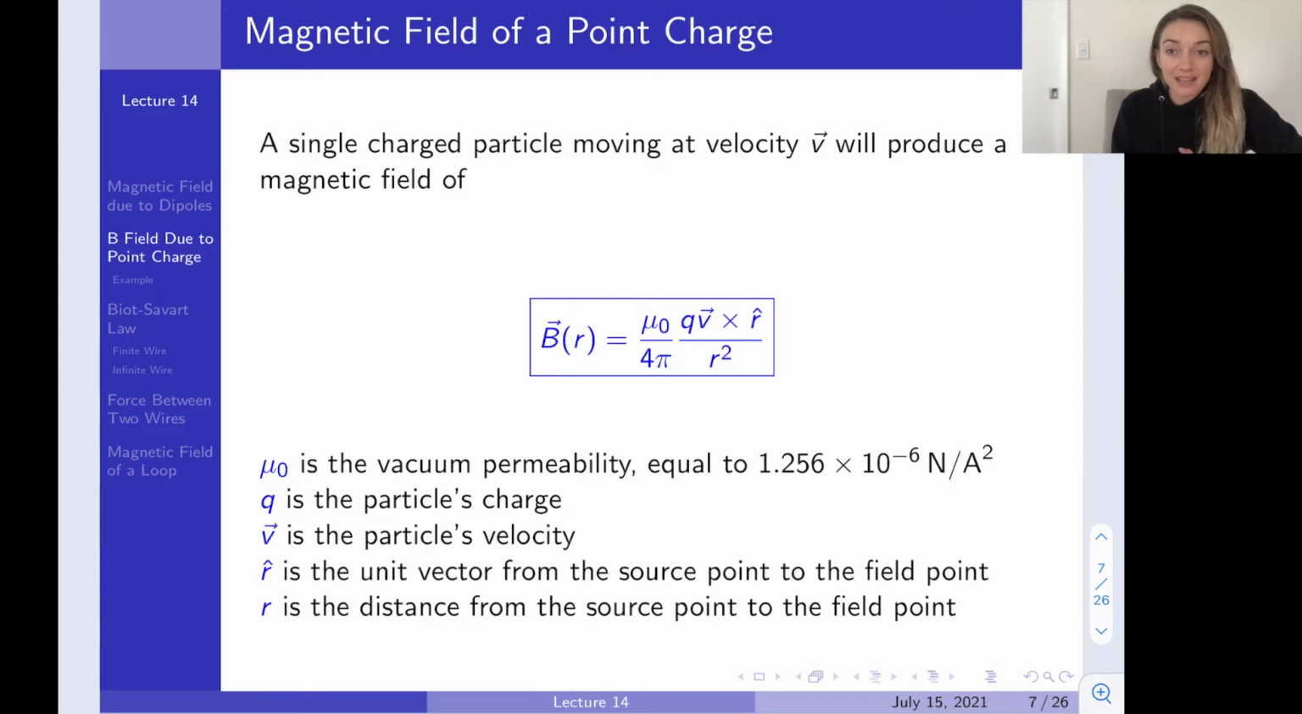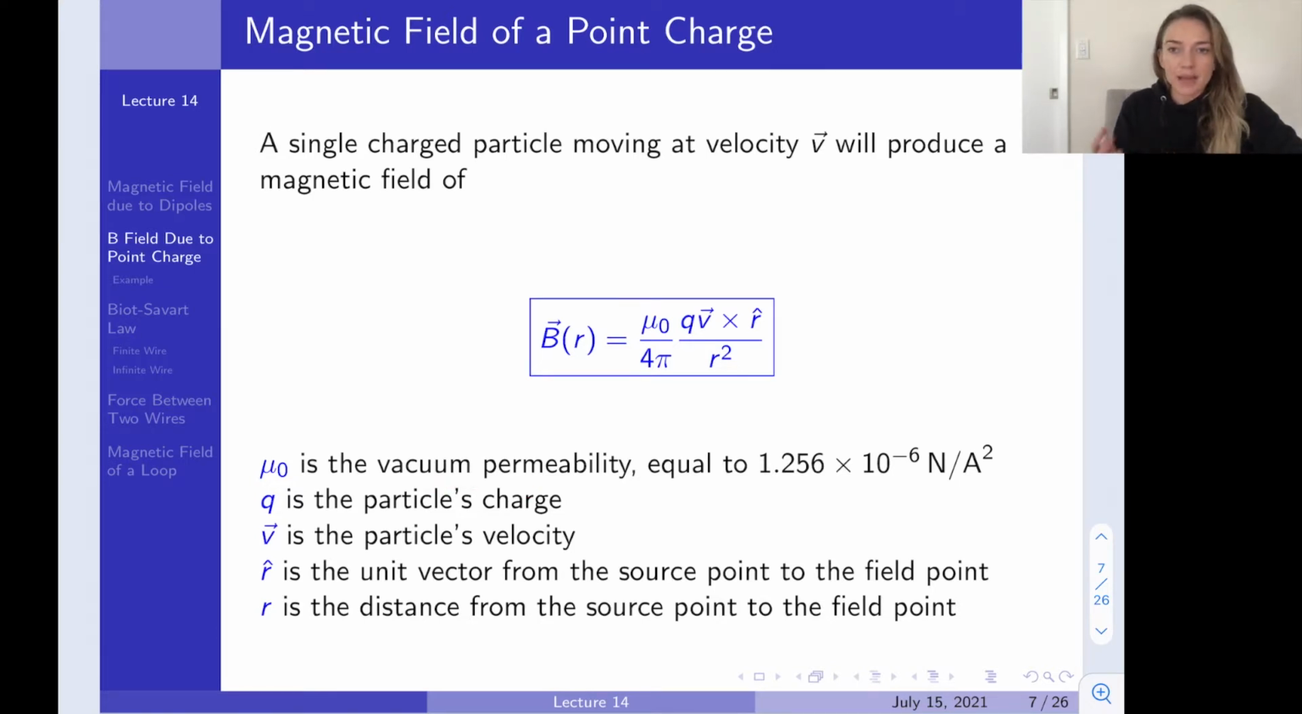Now, we're just going to take this as a given. You can derive this from Maxwell's equations, but that's way beyond the scope of our course. So we can just take this as a given. A couple things to note here: we have this constant mu naught, which is the vacuum permeability.